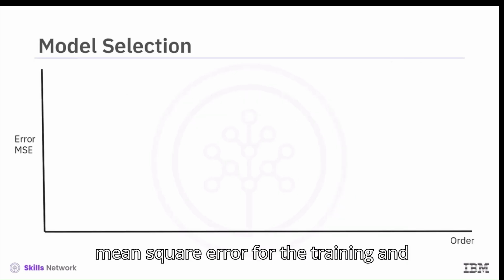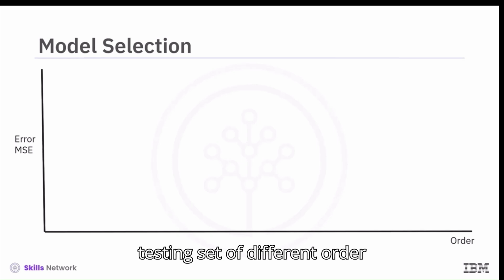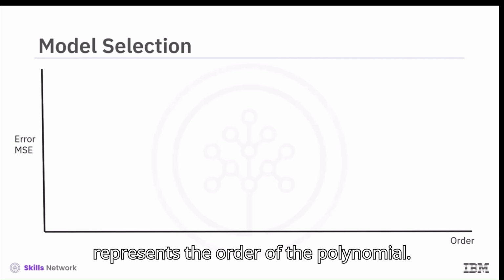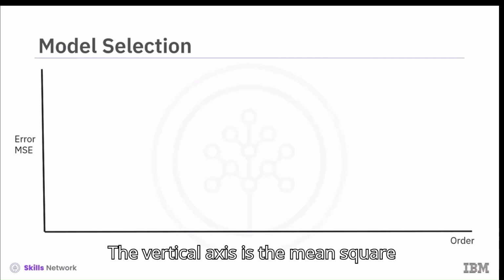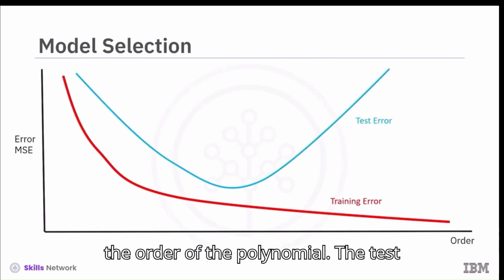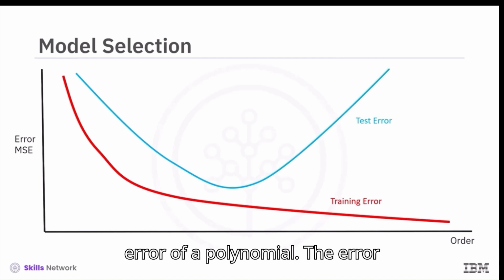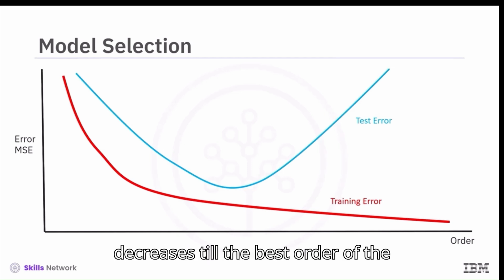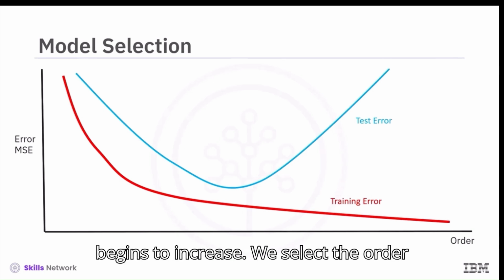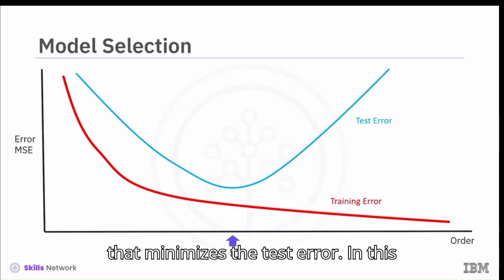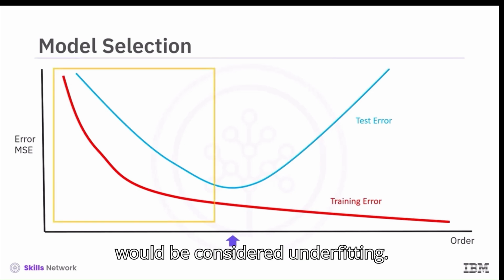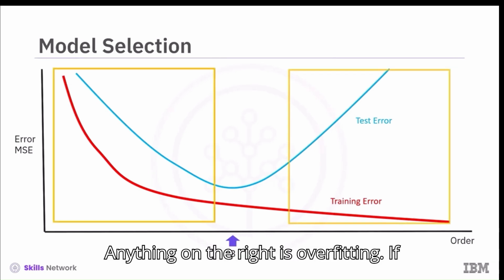Let's look at a plot of the mean square error for the training and testing set of different order polynomials. The horizontal axis represents the order of the polynomial. The vertical axis is the mean square error. The training error decreases with the order of the polynomial. The test error is a better means of estimating the error of a polynomial. The error decreases till the best order of the polynomial is determined. Then the error begins to increase. We select the order that minimizes the test error. In this case, it was 8. Anything on the left would be considered underfitting. Anything on the right is overfitting.